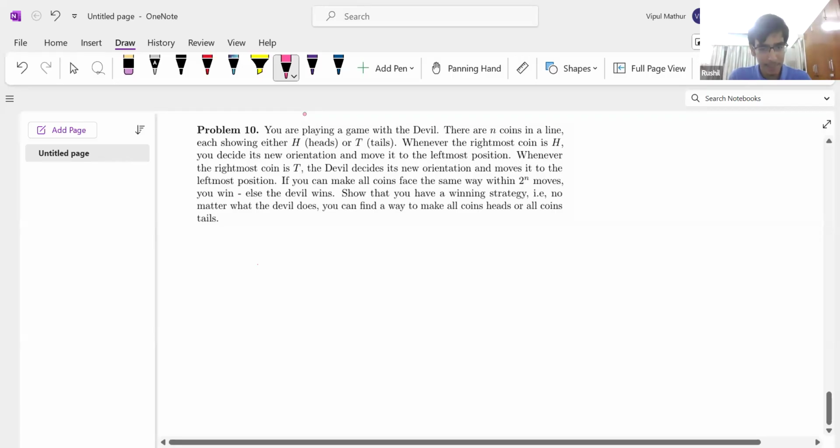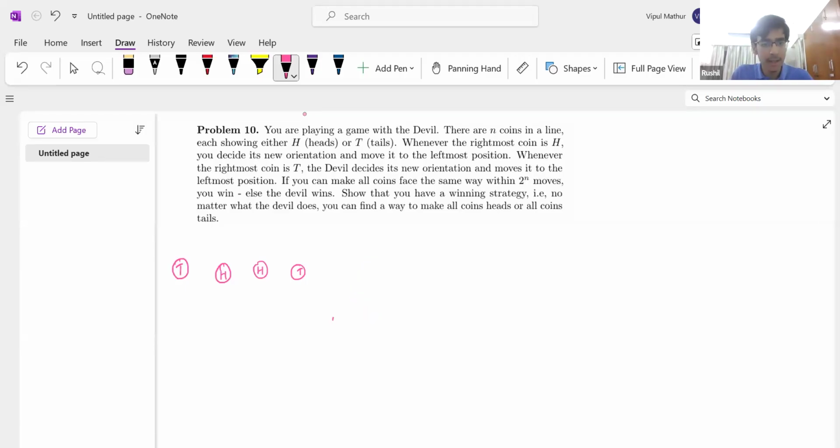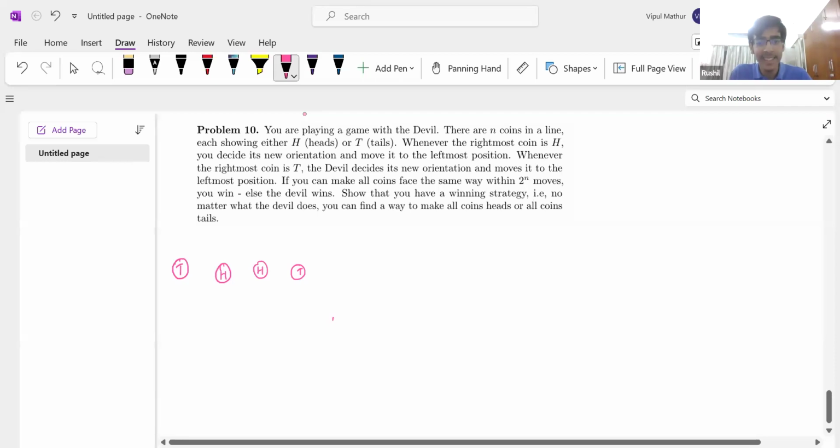So the basic point is that you have these coins, let's say 4 coins in a row. Each one shows either heads or tails. Let's say heads, tails, heads, heads is the current thing. The rightmost coin currently shows heads, so I get to decide what to do with it. Let's say I choose to let it stay heads, and then I remove it from here and put it at the leftmost. Again, the next one is heads, so I can choose what to do with it. I move it to the left, and this time, let's say I make it tails.